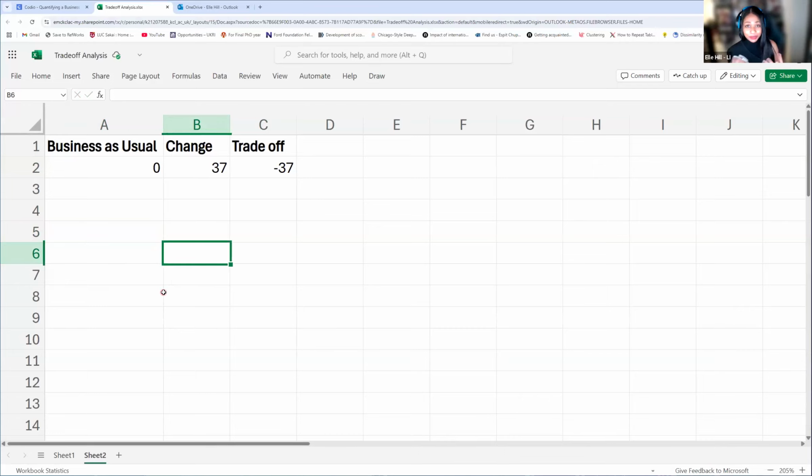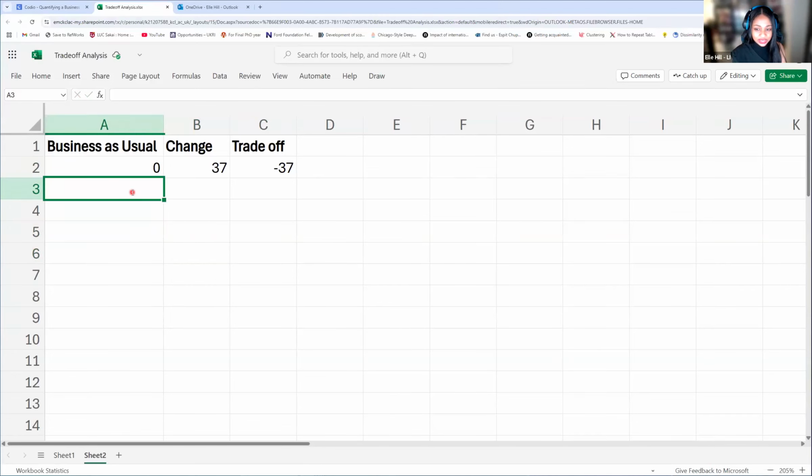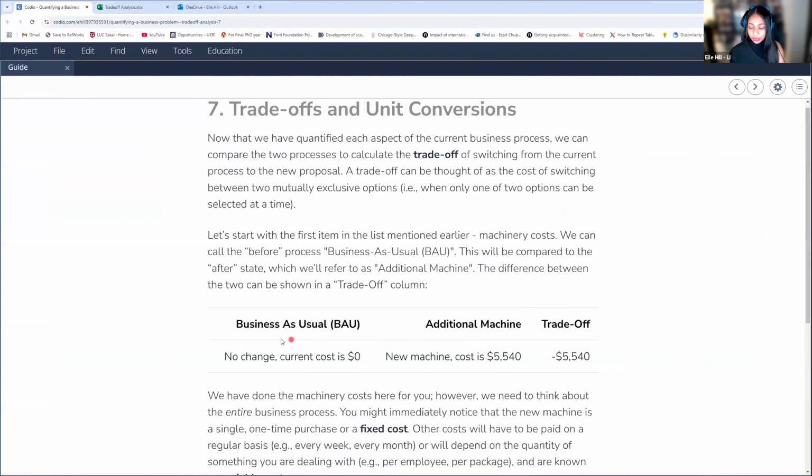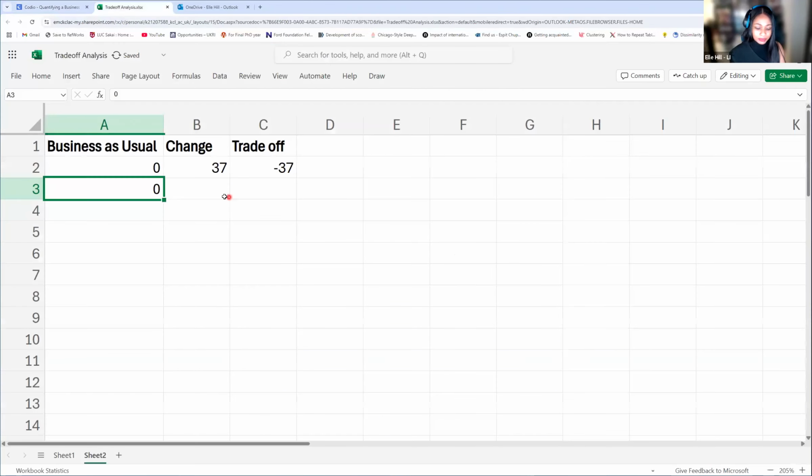Yes, exactly. Cost for PPE. So there are a lot of things we're not factoring in here. And then I'm just going to put the machine on here as well. So this one represents the machine. So remember, business as usual for the machine was 0. The machine cost 5,540. So our trade-off is going to be that negative 5,540.